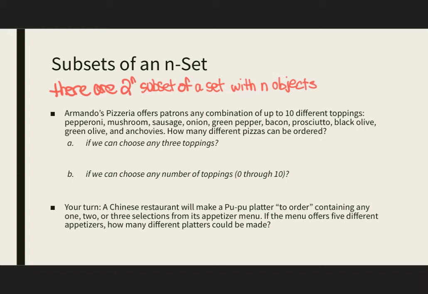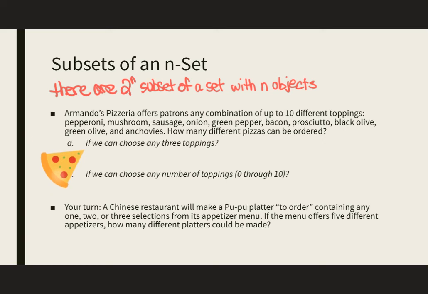We have Armando's Pizzeria here. They offer patrons any combination of up to 10 toppings. There they are. Of course, we got the prosciutto. How many different pizzas can be ordered? So we have 2 situations. What if we could choose any 3 toppings? Well, we have 10 toppings, and we're choosing 3. Does it matter the order in which they put them on the pizza?